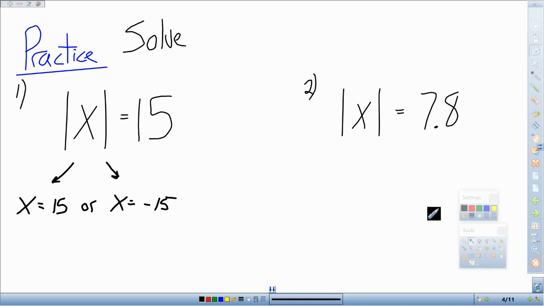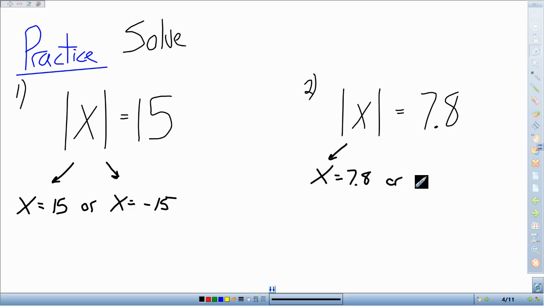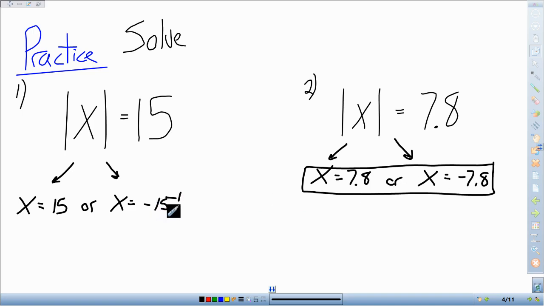Okay, on number 2, same idea. Even though it's a decimal, don't let it scare you. We know that x can equal a positive 7.8 or x can equal a negative 7.8. All right, so that is the idea. What happens when things get a little bit more complicated?